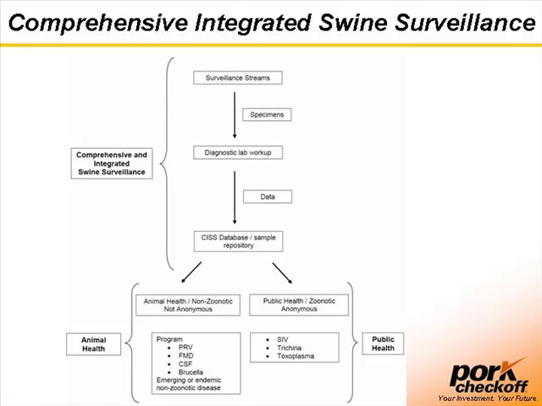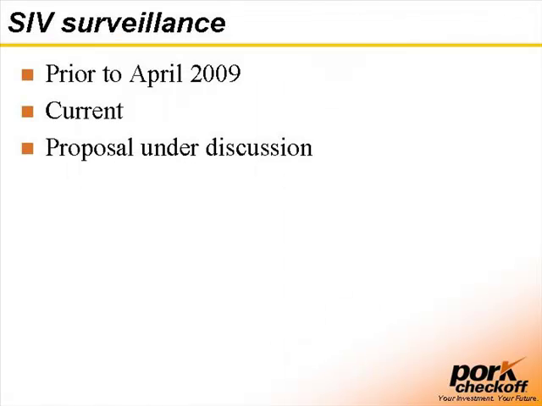And then, of course, things like other foodborne diseases like trichina, toxo, you might have salmonella on both sides because it could be an animal health issue as well as a zoonotic disease issue. In many cases, public health is going to want to have access to that data as well. They're going to want to know what's happening. And we'll talk more about swine influenza as an example. So, history of SIV surveillance: we're going to talk a little bit about prior to April 2009 and currently what's going on, as well as touch briefly on proposals that we've got under discussion.